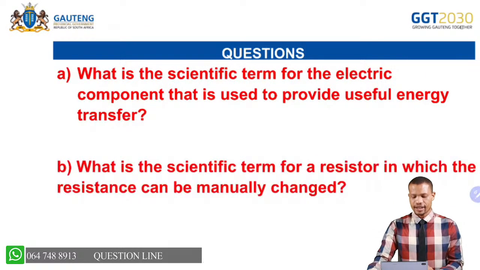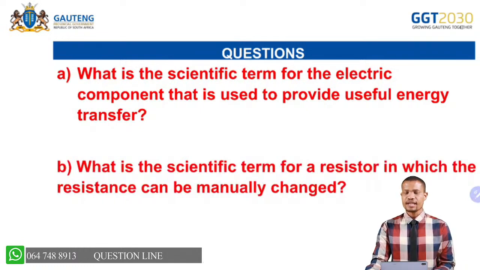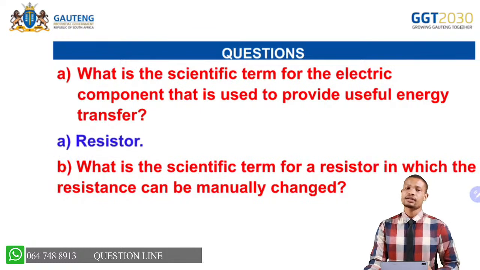All right, learners, I hope you were able to work on these 2 questions. Now, these questions look similar, but they are actually different. Okay, so first question was, what is the scientific term for the electric component that is used to provide useful energy transfer? Anyone? Yes, that is correct. It's called a resistor.